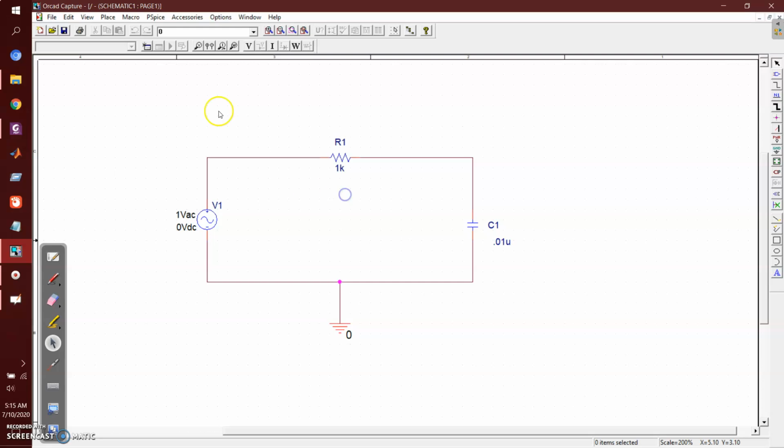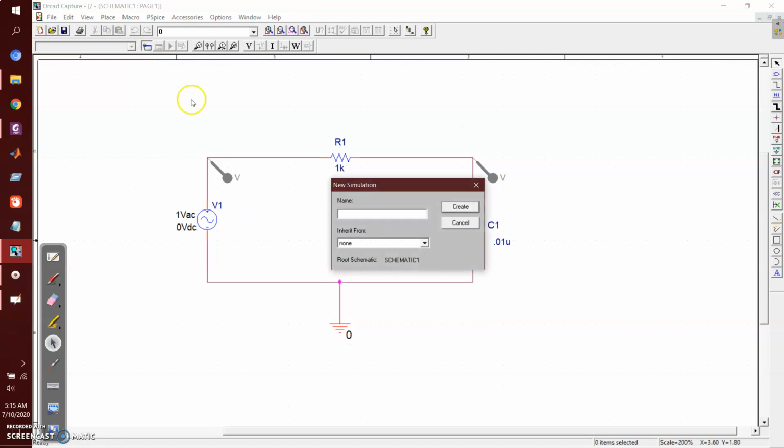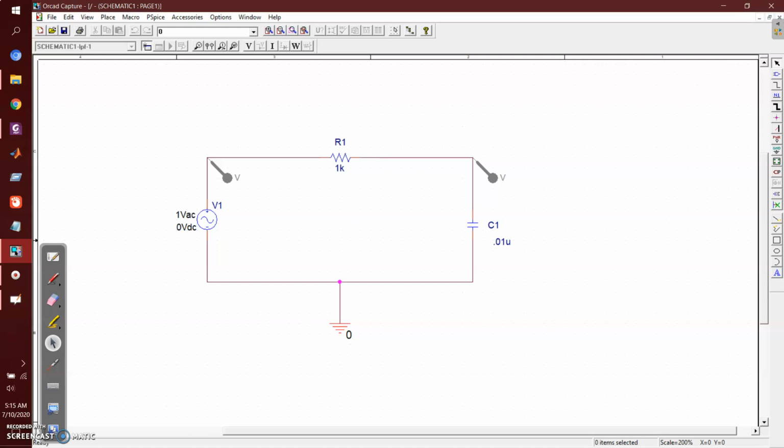So 1 volt AC. I place my input probe here and this is my output probe. I am taking the output across the capacitor, that means capacitor to ground. Okay, so let's create my simulation, Low pass filter 1.